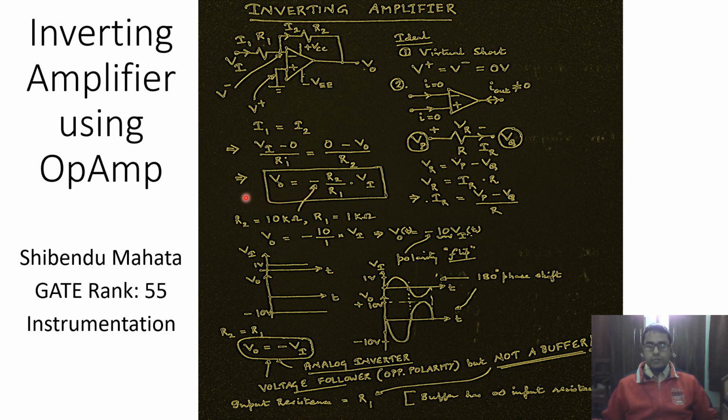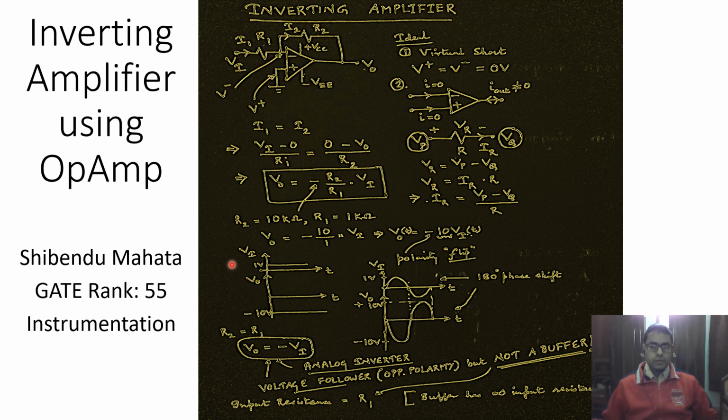So for instance, if you consider that R2 is equal to 10 kilo ohms, and let's say R1 is equal to 1 kilo ohm, then V0 is equal to minus 10 kilo ohm divided by 1 kilo ohm multiplied by the input voltage Vi. And so this becomes equal to negative of 10 times Vi. And of course, if Vi is a time dependent function, then V0 should also be a time dependent function. And we can write this as V0(t) is equal to negative of 10 times Vi(t).